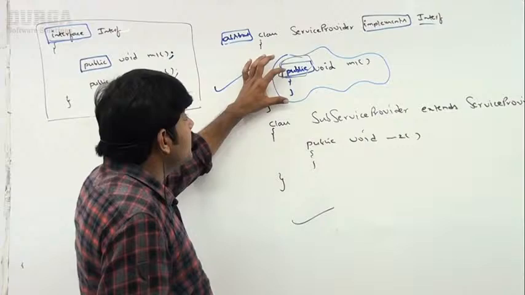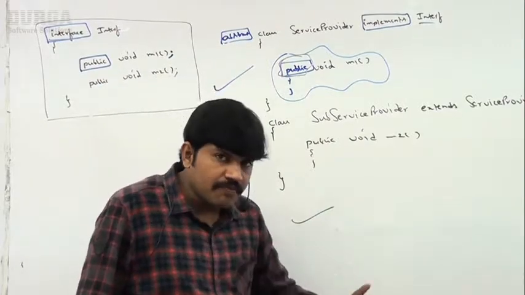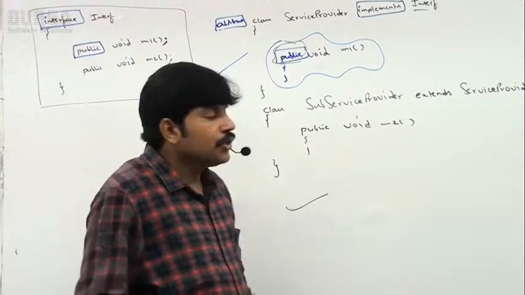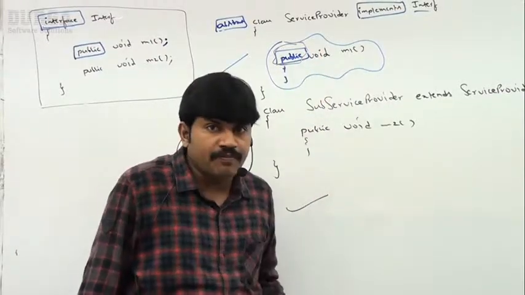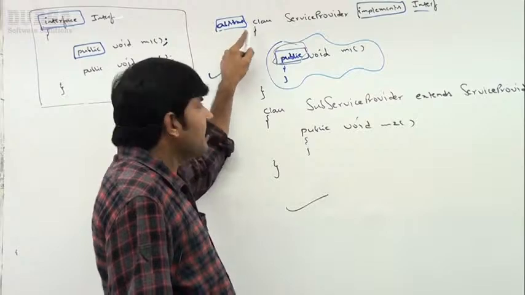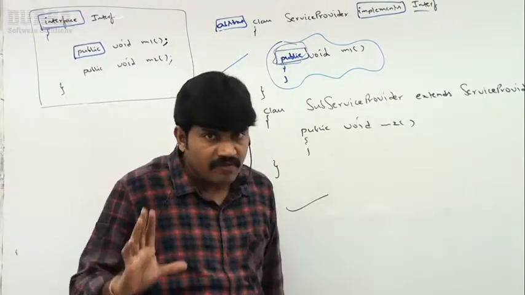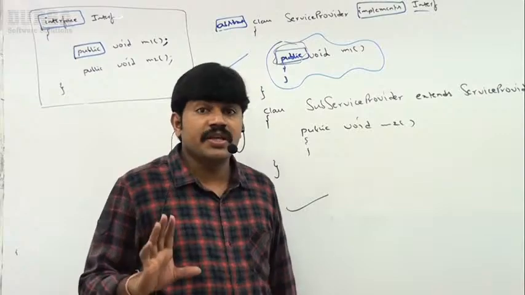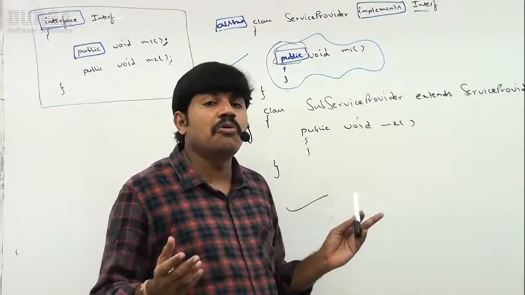The second point is, if you want two elements, compulsorily we should provide implementation for both. If you are unable to provide implementation for every abstract method of the interface, then you have to declare the class as abstract. Otherwise the code won't compile. Clear, right? For our OCJA exam, this is enough.